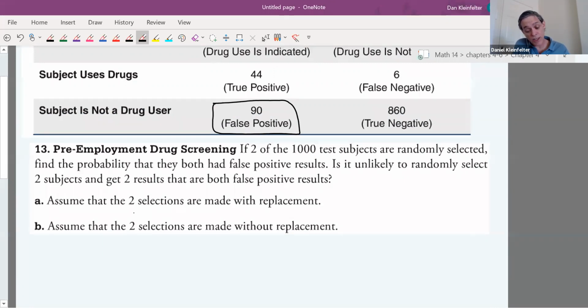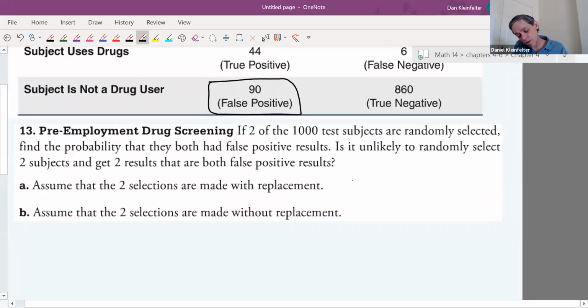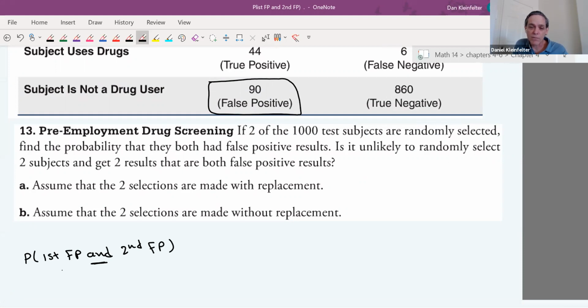And then we're doing the selections in 2 ways, either with or without replacement. We're going to do it with replacement first. So that means that either way, we need the probability that the first is a false positive and the second is a false positive. Right? The word "and" in there is what's telling me I need to multiply probabilities. As you know, for "or," we use the addition formula, and for "and," we multiply. So first and second need to be false positives.